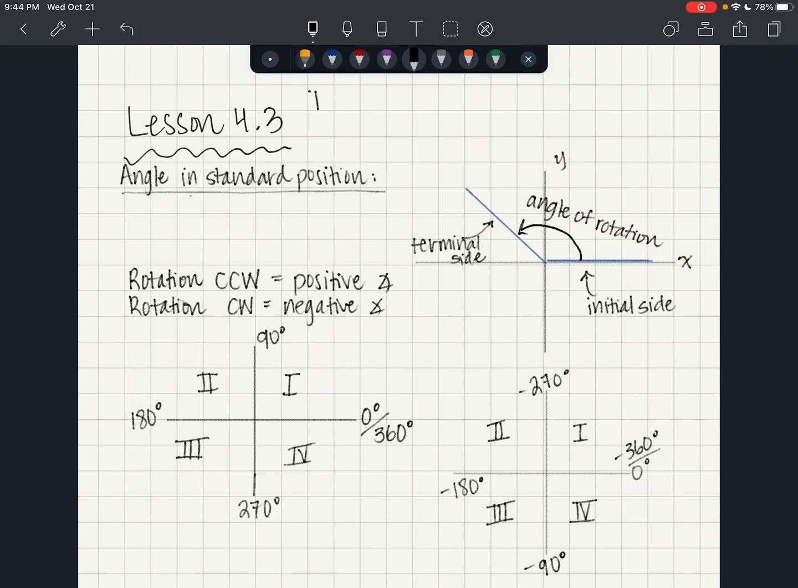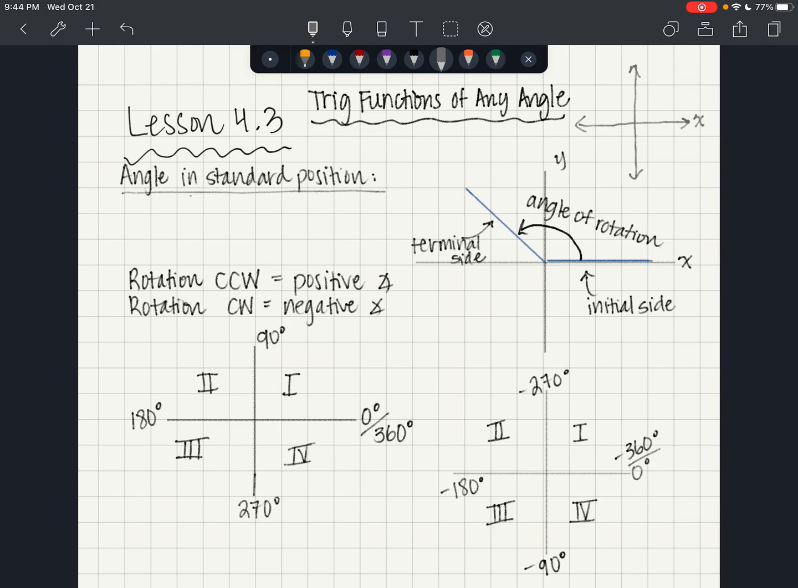Okay, in this lesson we're going to be talking about trig functions of any angle. So not just acute angles; now we're going to go to angles that are sometimes acute, but many times larger than 90 degrees. The reason is that we're now going to be talking about all four quadrants on our coordinate plane.